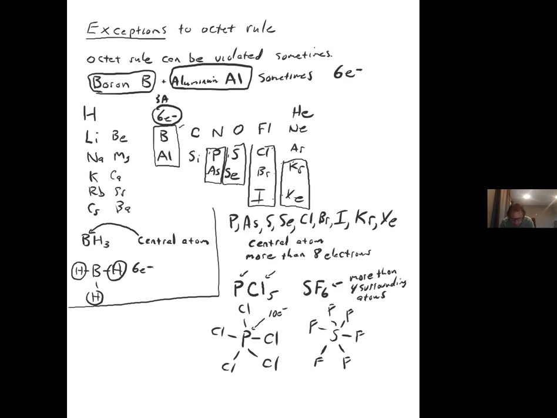Now, there's a third category. So we did 2. We did the boron and aluminum. If boron or aluminum has 3 surrounding atoms, then it's going to have 6, and that's a violation. If the central atom is on the right side of the periodic table and there's more than 4 surrounding atoms, then that's going to be a violation of octet. The third category, again, are these oxides.